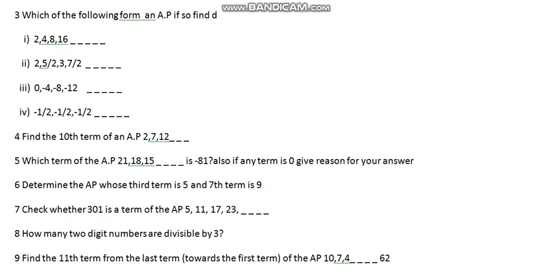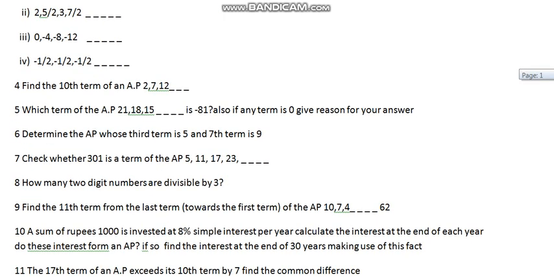Here also I have given whole numbers, then whole numbers with fractions, and positive and negative integers, that type of questions. And the third one is very interesting: -1 by 2, -1 by 2 and -1 by 2. Most, 99% of the questions will be asked from your textbooks only. So look at this one. See the fourth one, this may be asked for 2 marks: find the 10th term of an AP.